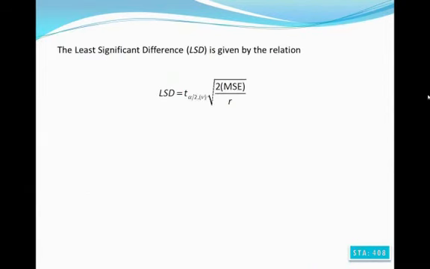The least significant difference is given by LSD is equal to t alpha by 2, nu, times the square root of 2 mean square error over r.